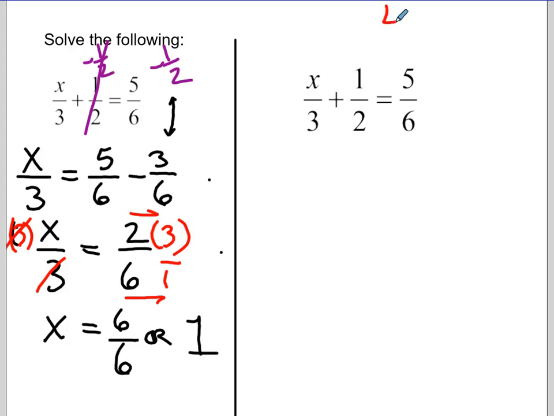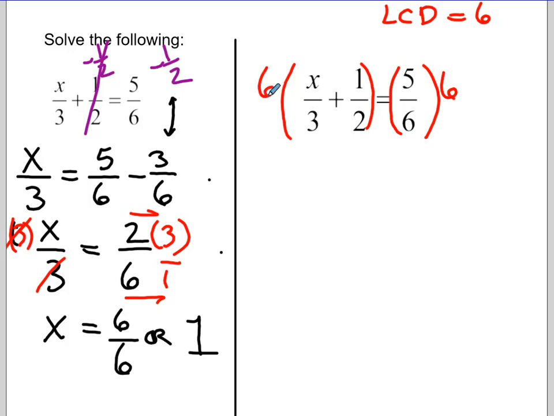So the lowest common denominator that they would all share is 6. Now I could do this with other numbers, but it's usually easiest with the lowest common denominator. But I want to find a number that 3, 2, and 6 all have in common. And the reason is I'm going to multiply both sides by 6.